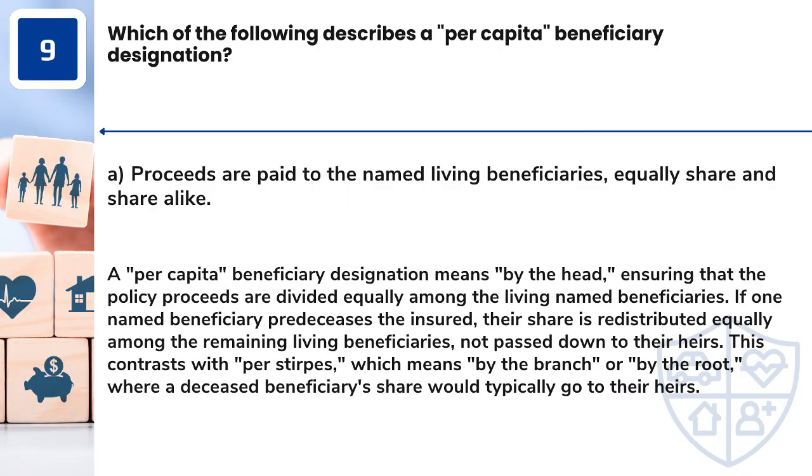Answer: A. Proceeds are paid to the named living beneficiaries, equally share and share alike. A per capita beneficiary designation means, by the head, ensuring that the policy proceeds are divided equally among the living named beneficiaries. If one named beneficiary predeceases the insured, their share is redistributed equally among the remaining living beneficiaries, not passed down to their heirs. This contrasts with per stirpes, which means, by the branch, or by the root, where a deceased beneficiary's share would typically go to their heirs.